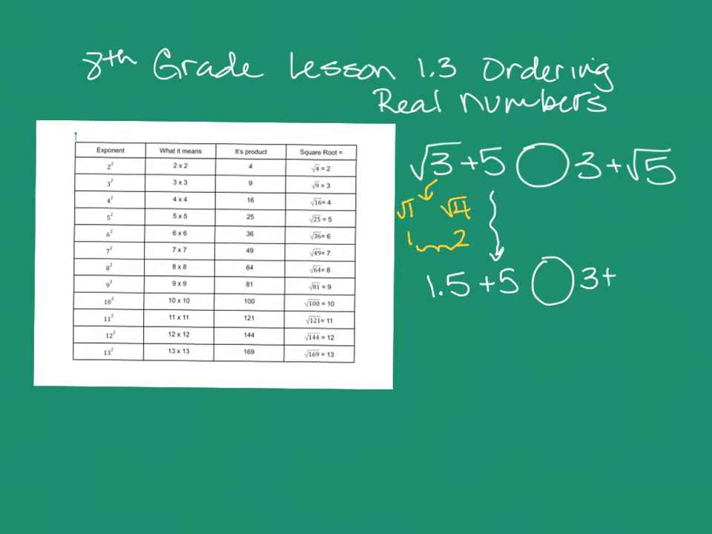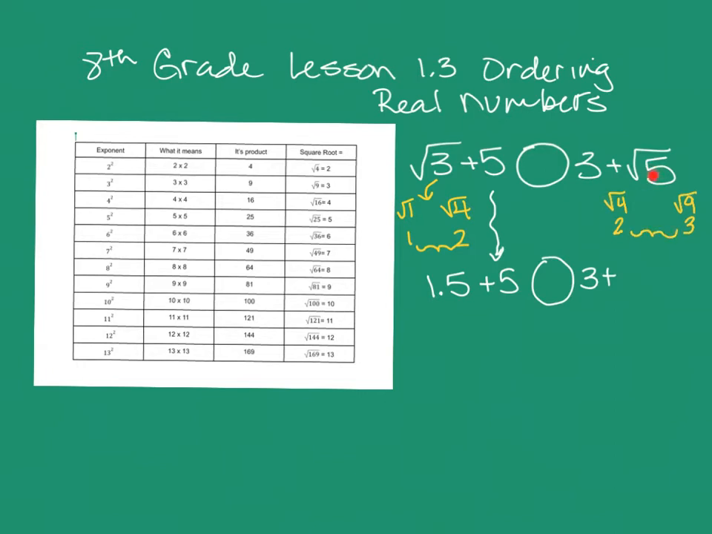And then let's look at this square root of 5 over here. So back to my handy dandy list. Square root of 5 is just below a square root of 9 and just above the square root of 4. Those are the two perfect squares that surround it. And I know that the square root of 4 is 2 because 2 times 2 is 4. And I know the square root of 9 is 3 because 3 times 3 is 9. So I know that square root of 5 falls somewhere in between there.